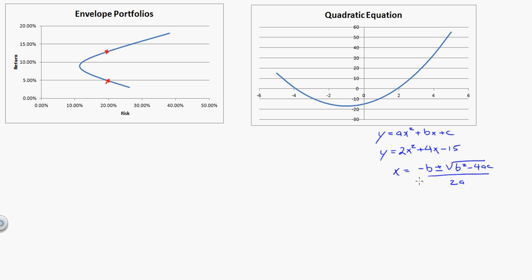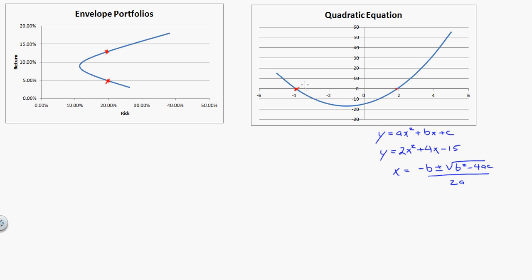I use a quadratic equation, which is given here. X is equal to negative b plus or minus the square root of b squared minus 4ac over 2a. And that's going to give me the x-intercept, which is going to be right here and right here. I can see there that's almost minus 4, that's almost positive 2. So you can see that the shape of this quadratic equation looks like the envelope portfolios here if you would just twist it 90 degrees, right? So the math we're going to use is the same.